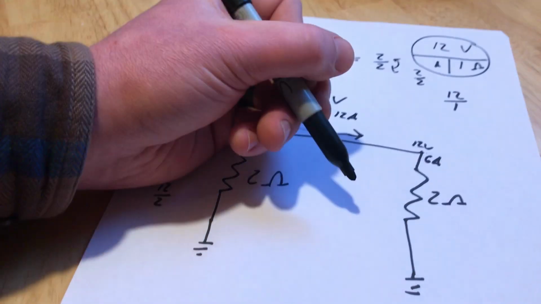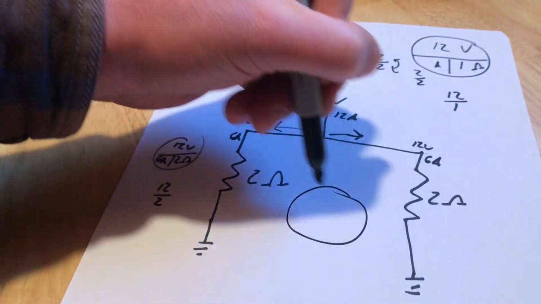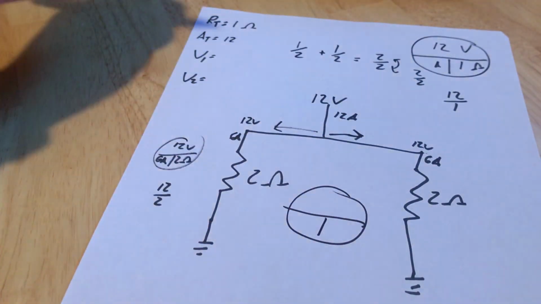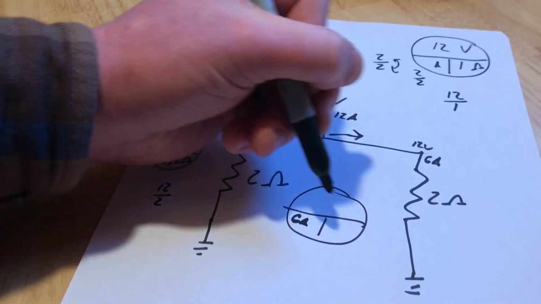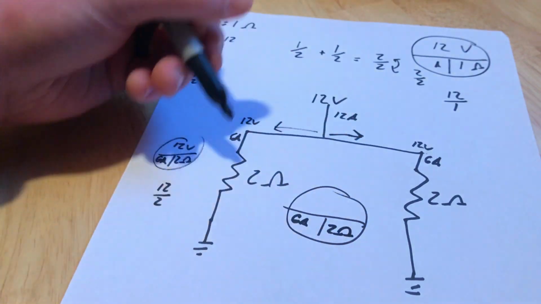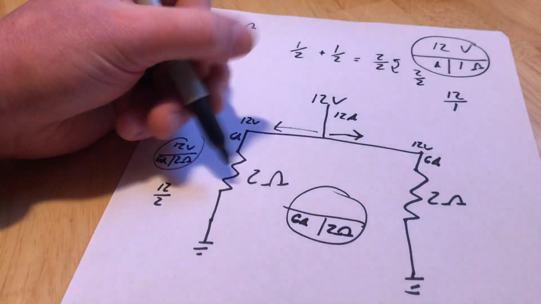But Ohm's law is always going to take us where we want to go. So I know I've got 6 amps flowing through 2 ohms. Right, 6 amps through 2 ohms. How much voltage do we drop?